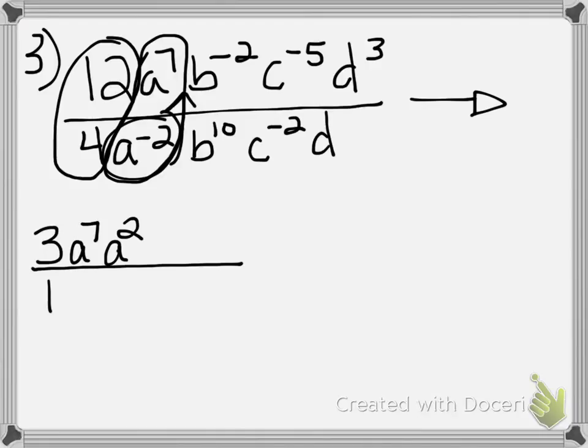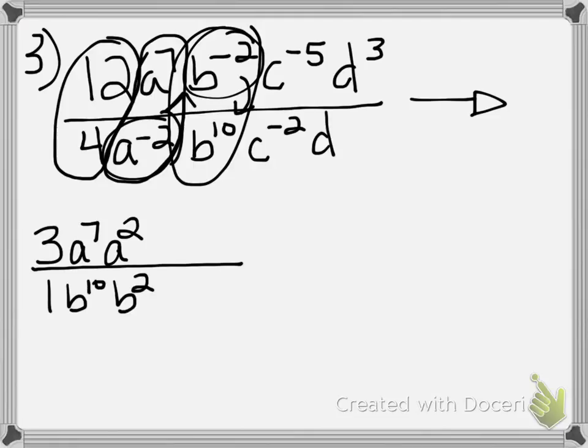And then notice for my b's. My b's here, I have a -2, which means that has to move down. So I've got a b to the 10th that's already down there, and I need to move that b to the 2nd to make it positive.